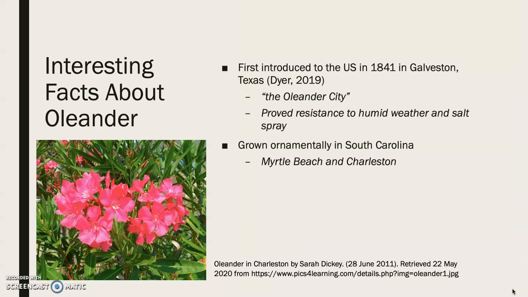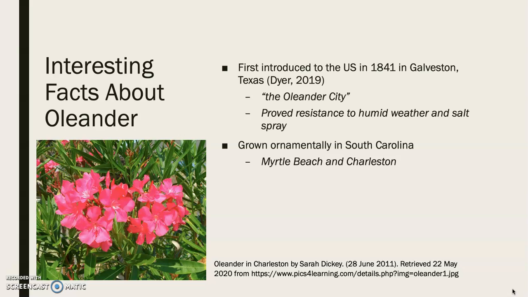Oleander was first introduced to the U.S. in 1841. The first one in the U.S. was planted in Galveston, Texas. It is known around the world as the Oleander City. They originally did not think the plant was going to survive in the harsh Texas climate. However, the plant thrived in the humid weather and loved the salt spray.